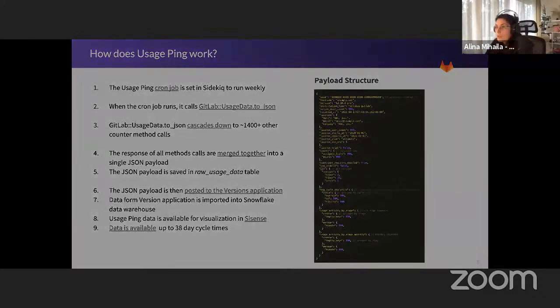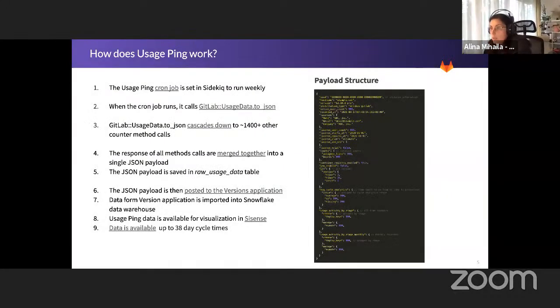So on the right side, you can see an example of usage ping. There are a couple of examples of data that we can have there. At the top, there is some instance-specific information like installation type, license-related data, and the version that the instance has. Also, we can see a couple of counters there, some events count, some issues, and some other counters from database rows.